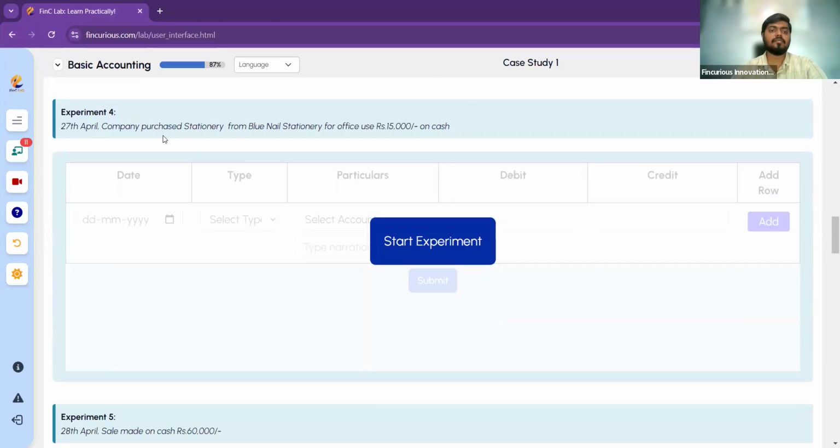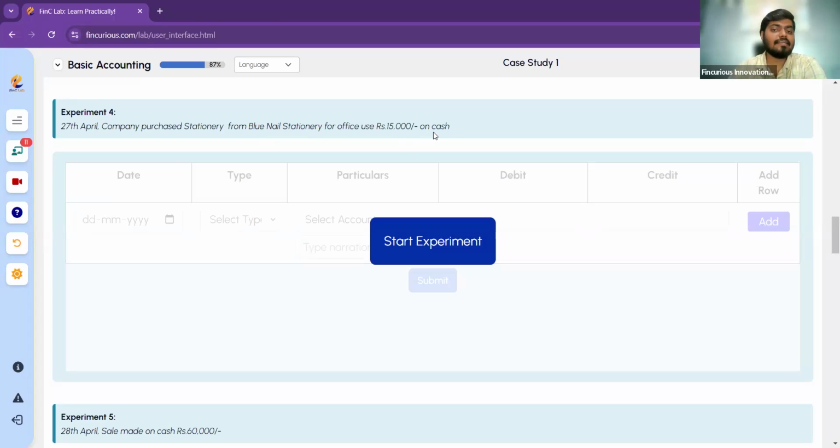27th of April, company purchased stationery from Blue Nail Stationery for office use, rupees 15,000 on cash. So now tell me what are the different types of accounts involved in this particular transaction. If we properly see, the company is purchasing stationery. What is that stationery? It is an expense. From whom is it purchasing the stationery? From Blue Nail Stationery. So who is this Blue Nail Stationery? He is normally a vendor.